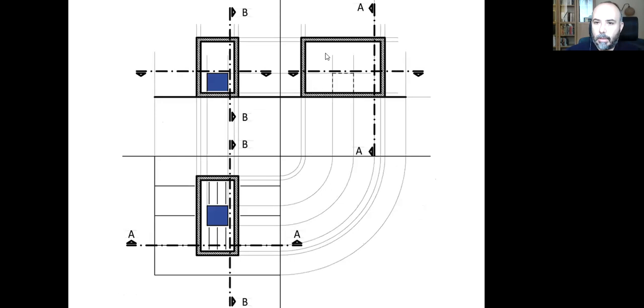This is all I need to do, and there's just this thing that I left. I need to write that this is a plan. Beneath it, I need to write this is section AA, and this last one here is section BB. This is all.